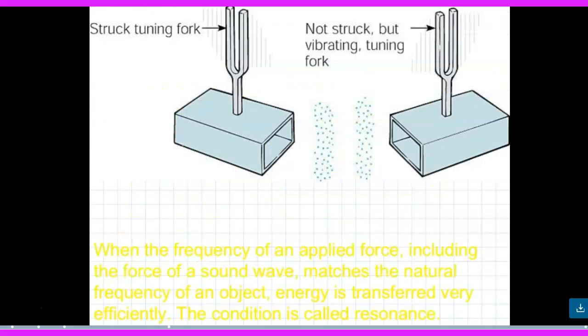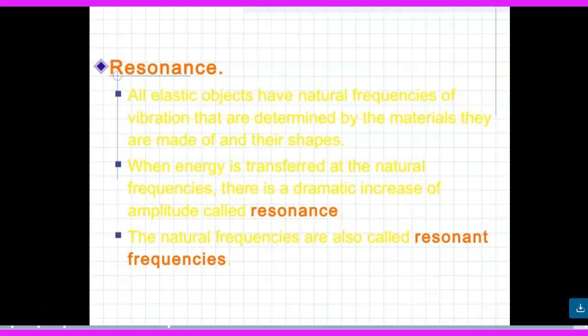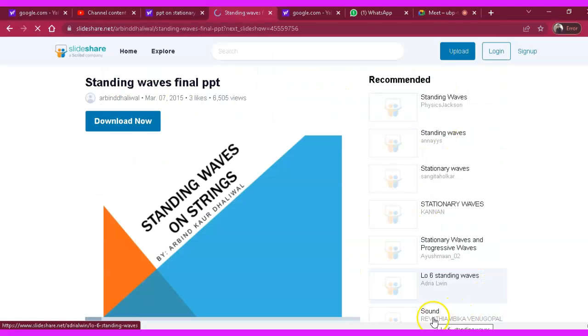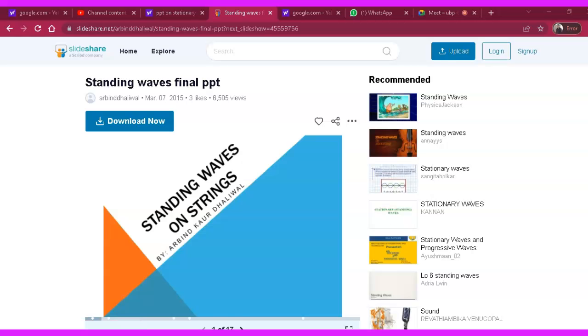Okay, and this is the tuning fork. With the help of a tuning fork, we produce a frequency which is the same as the natural frequency of a given body. Next I will derive the different fundamental notes.